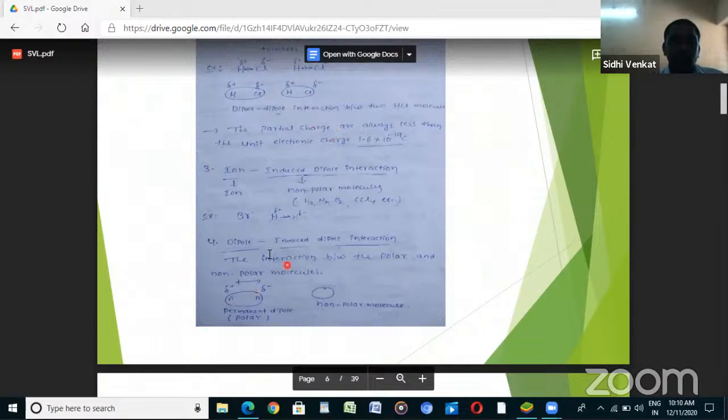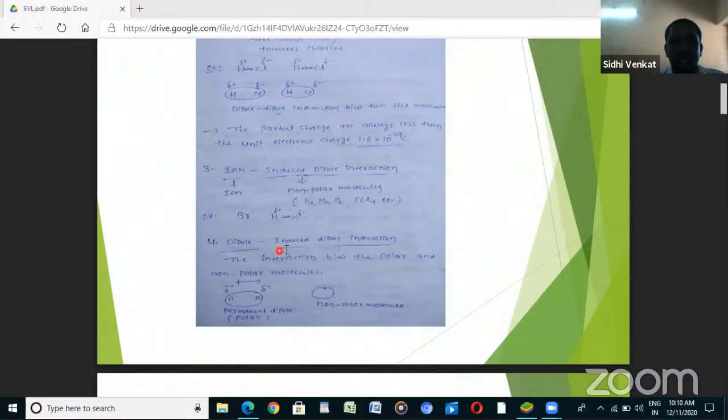Okay, students, what is the fourth one here? Dipole and induced dipole interaction. What is the definition here? The interaction between dipole and non-polar molecules. That is polar molecules and non-polar molecules.